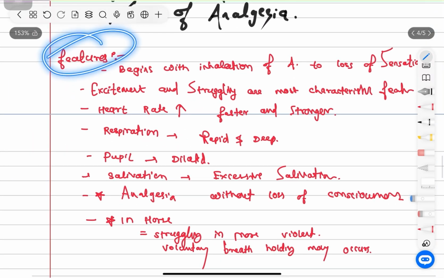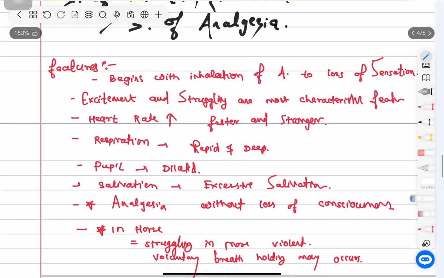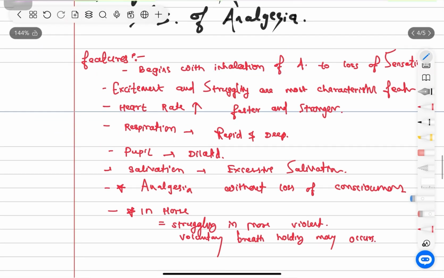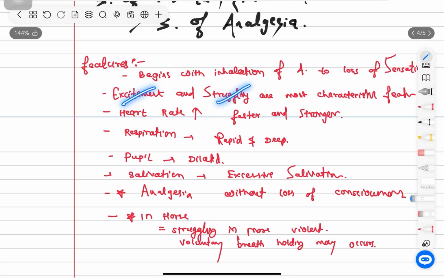Now we are going to discuss the characteristic features of this stage. This stage begins with the inhalation of the anesthetic and lasts until the loss of sensation. The excitement and struggling are the most characteristic features of this stage. The heart rate rapidly increases; it becomes faster and stronger. Then the respiration becomes rapid and deep.